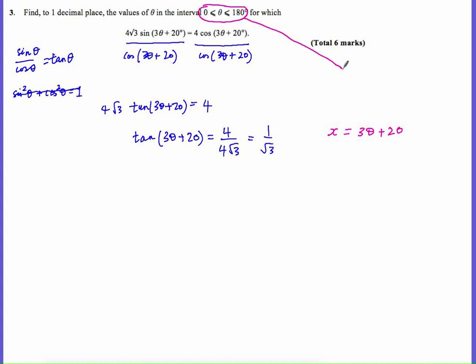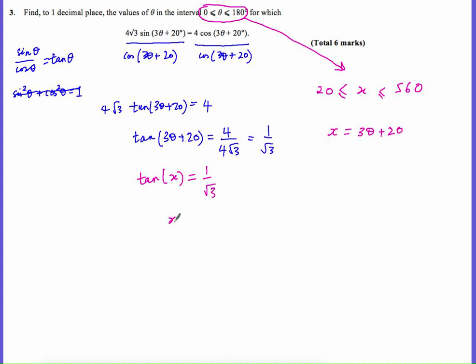Okay, now remember what that means is I need to change this little limit. So if I swap my x in there, it means I've got to times everything by 3 and add 20. So 0 times 3 plus 20 is 20. And 180 times 3 plus 20 gives me 560. Now remember, you've got a calculator, so you should be able to do that. So now I'm dealing with tan x equals 1 over root 3.